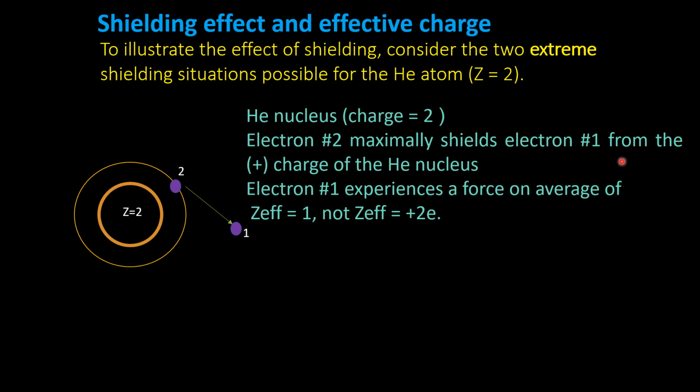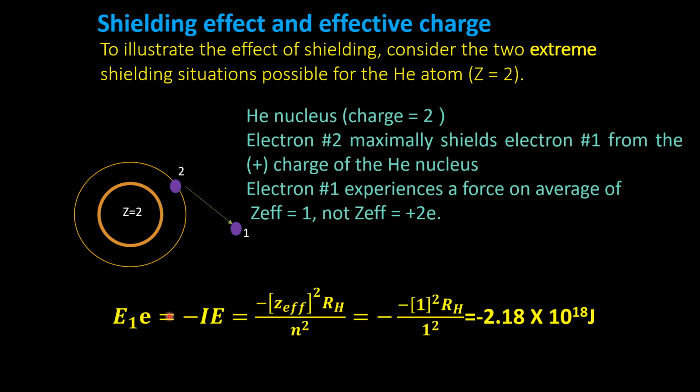Maximally shield the electron 1 from the positive charge of the helium nucleus. Maximally shielding means maximally protecting electron 1 from the positive charge of the nucleus. So the electron experiences a force, on average, of Z effective equal to 1, not Z effective equal to +2e.